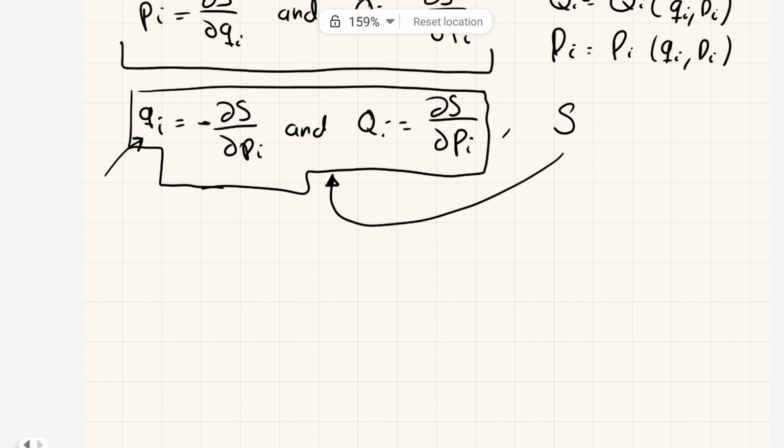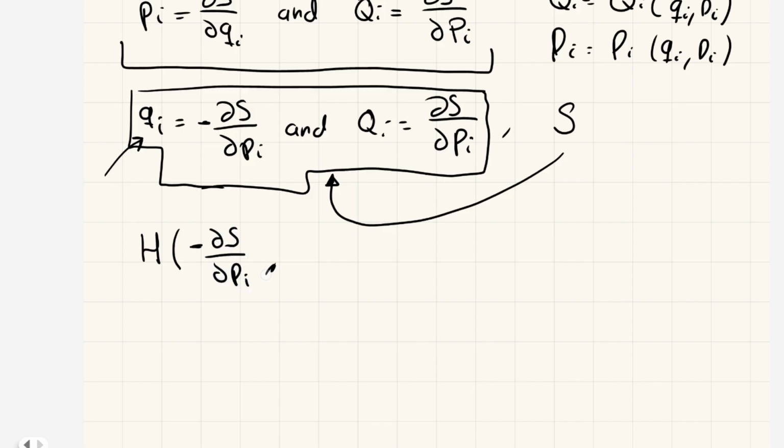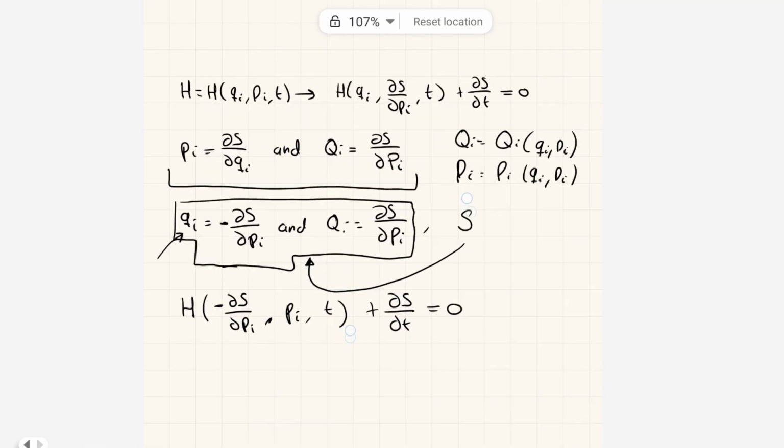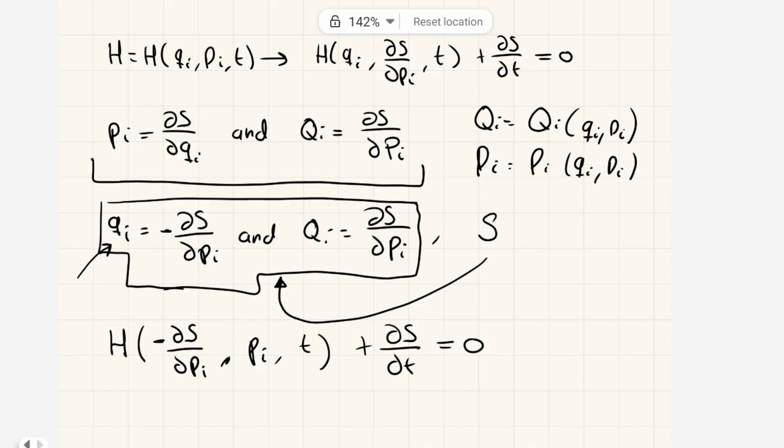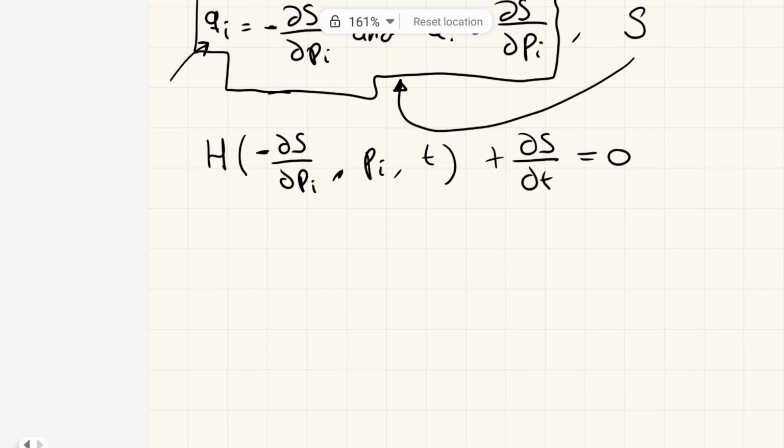The Hamilton-Jacobi equation for this generating function will be H, but now we should write Qi as minus the partial of S with respect to Pi, and then Pi, the time, plus the partial of S with respect to time equals 0. Notice the difference with this equation. Now, instead of substituting the Pi with the derivative of S, we are substituting the Qi.